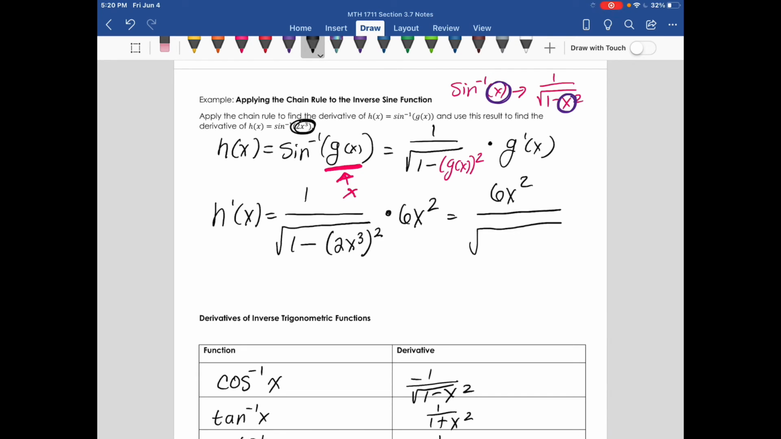Now when I clean this up, I take 1 over the square root of 1 minus 2x to the third squared, times 6x squared. On the top, I'm going to have 6x squared. On the bottom, I'm going to have the square root of 1 minus, and then I have to square the 2x to the third. So that's going to give me 4x to the sixth.